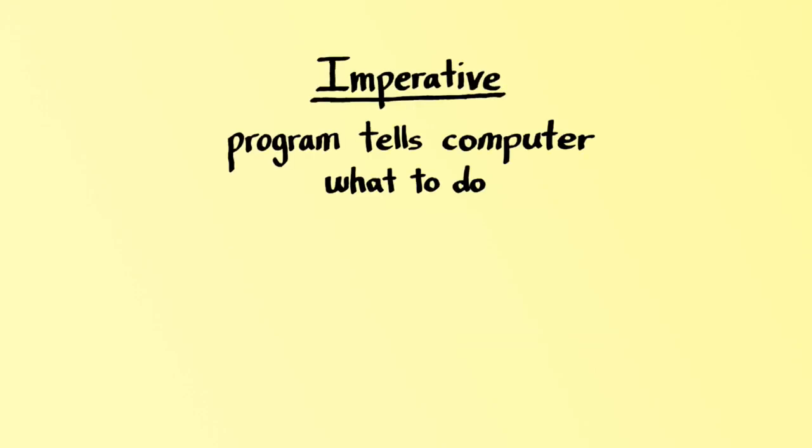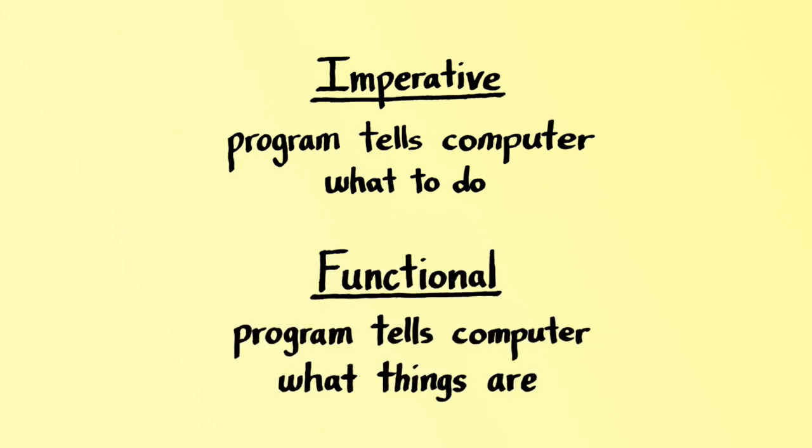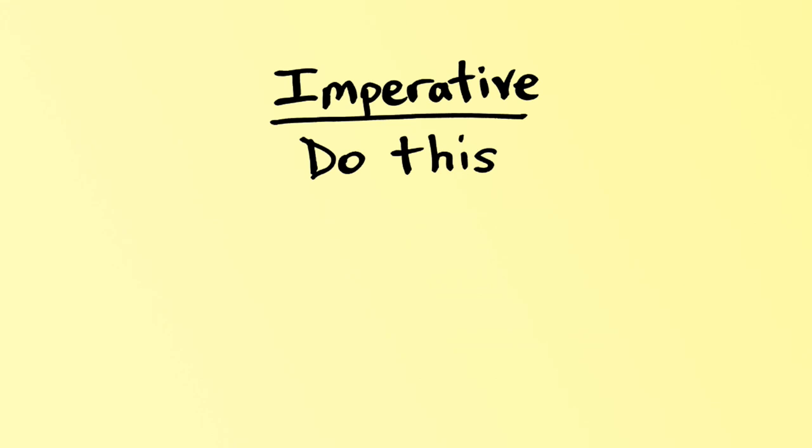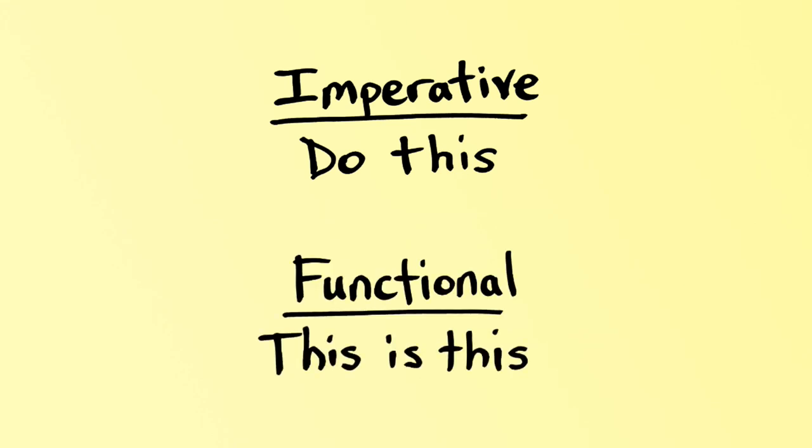Now to the simplest way of defining the difference between functional and imperative programming. In imperative programming, a program tells the computer what to do. In functional programming, a program tells the computer what things are. Imperative, do this. Functional, this is this. That's the simplest way to state the difference, but we'll be ending today with a better understanding than that.